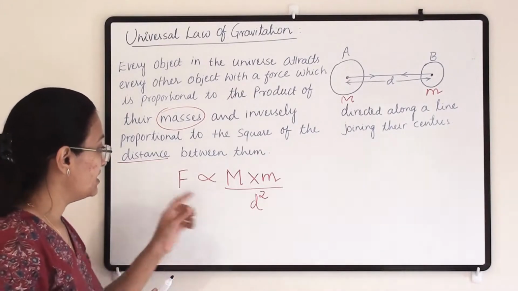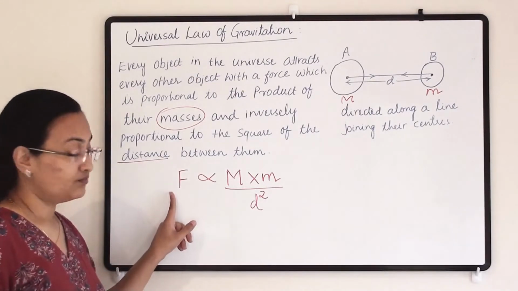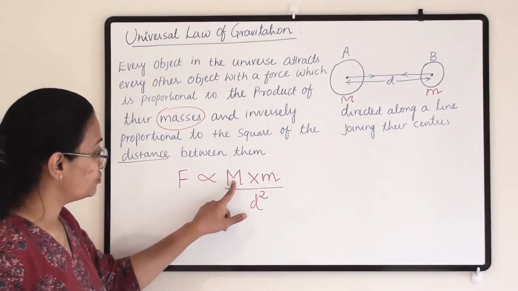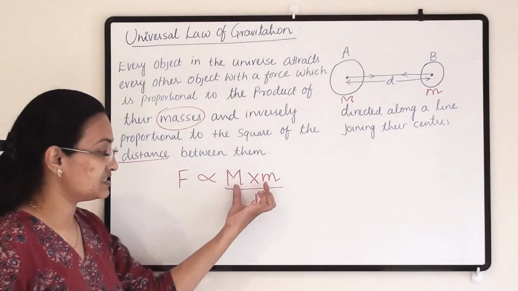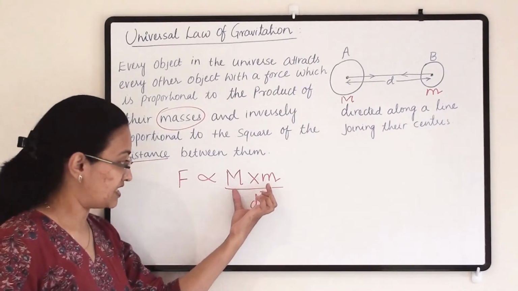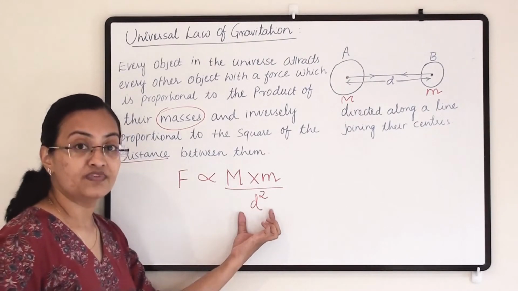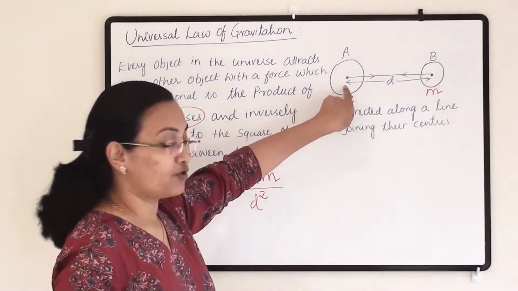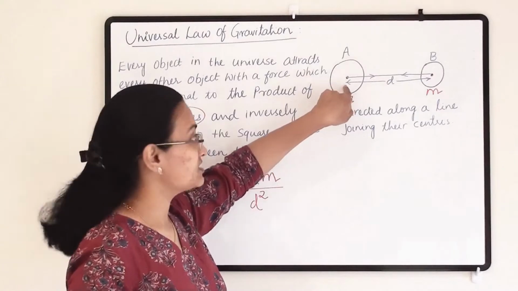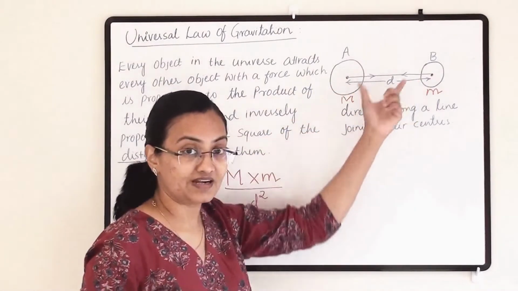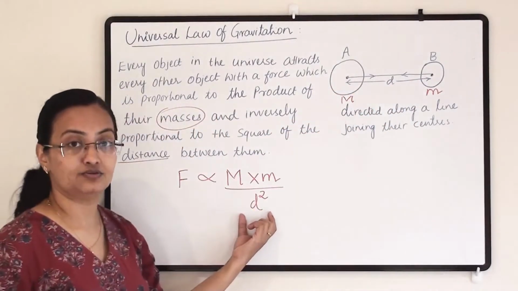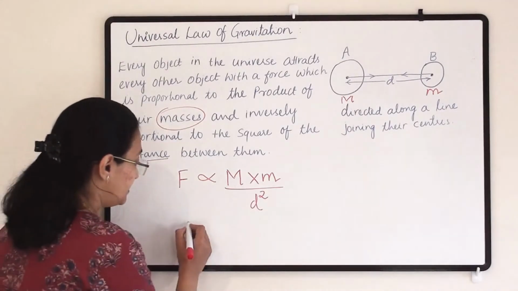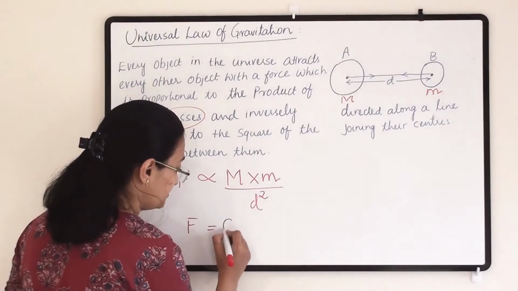It is like that. So this is the formula for this law, that F is proportional to capital M small m. This is for two objects, their masses, divided by distance squared. The distance which we are calculating is from the center of the two objects, from here and from here. That distance we are taking here, and that squared. Here, to remove this proportionality sign, we are taking G.